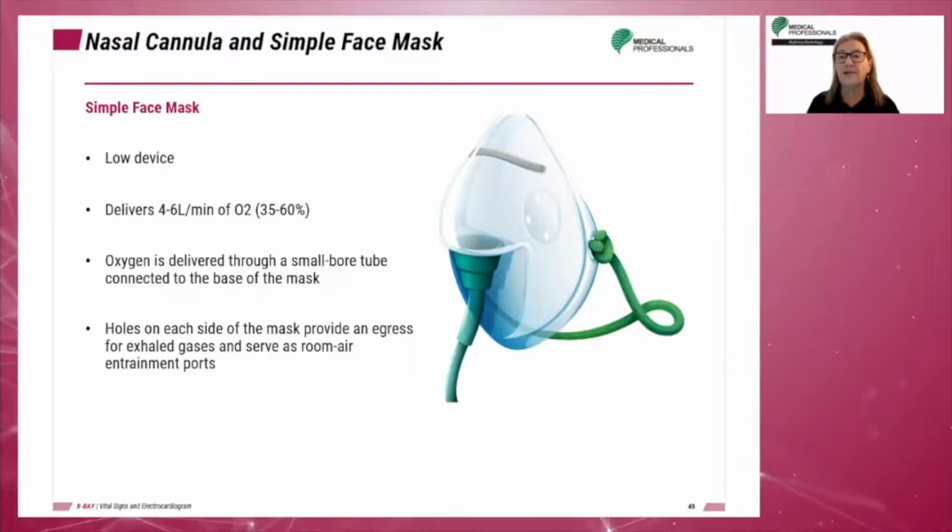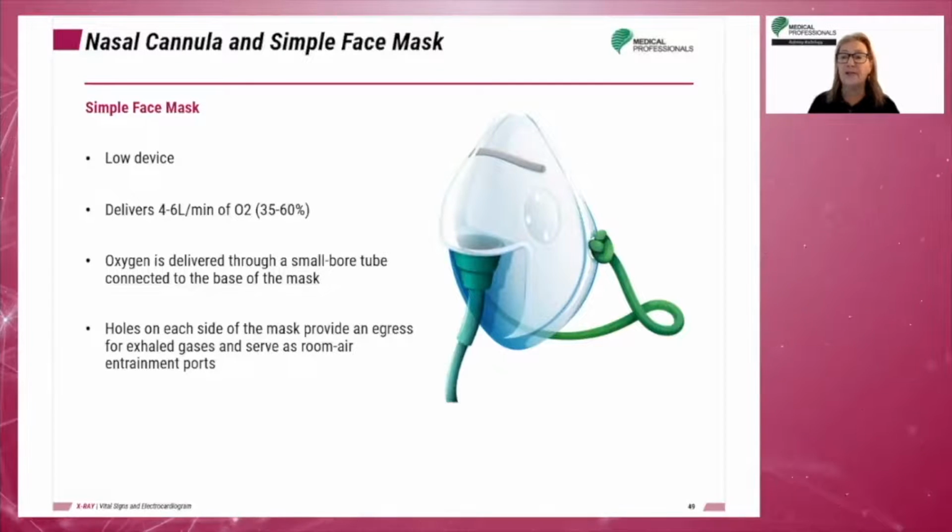Another low flow device is the simple face mask. Oxygen is delivered through a small bore tube connected to the base of the mask. Holes on each side of the mask provide an access for exhaled gases and serve to mix room air with the oxygen supply. The face mask can be used to deliver oxygen rates of 4 to 6 liters per minute, which is 35 to 60% oxygen concentration.